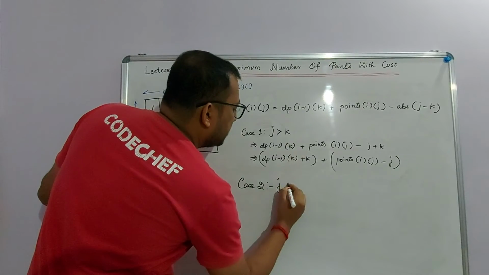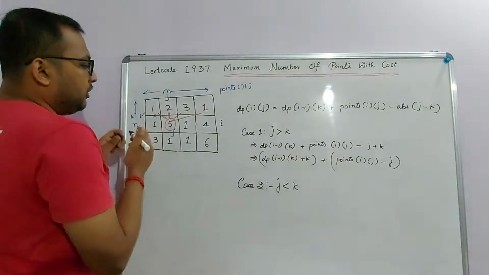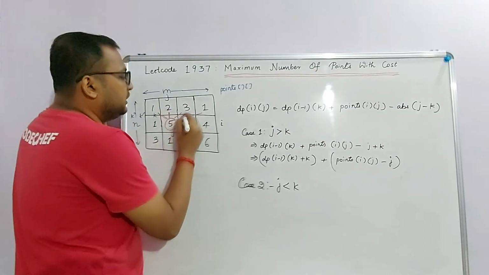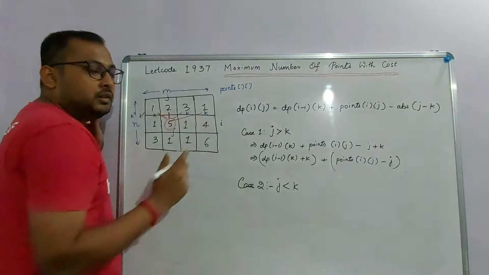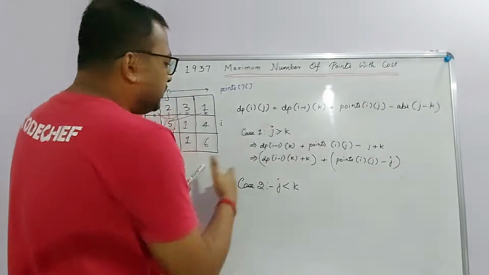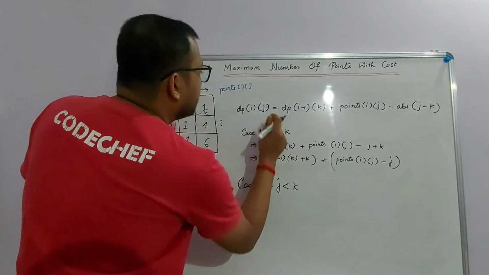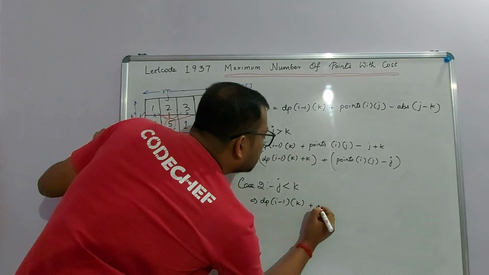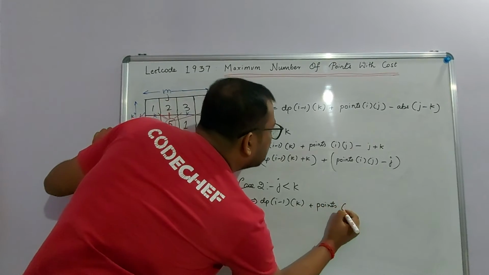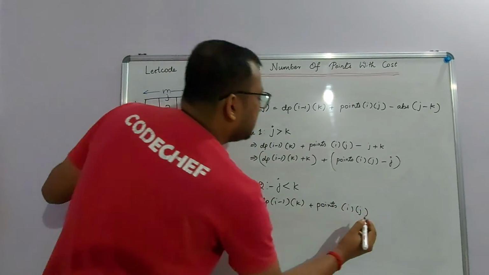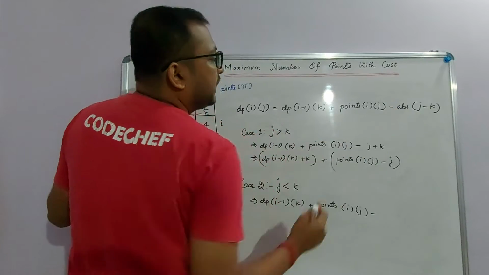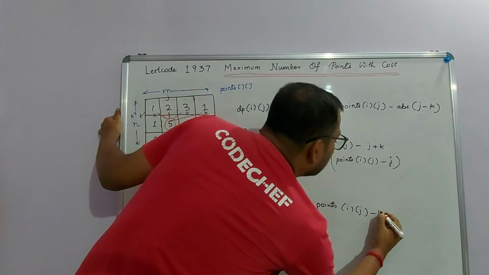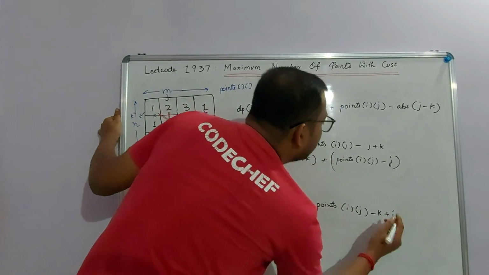Here let's say j is less than k. That means all the values that are right of it. That means if this is j, what all values of k are possible? All the right possible values. So what does this equation turn out to? The equation becomes dp of i minus 1 k plus points of i j minus, and this will be negative now because j is less than k, so we will have k minus j. So minus k plus j. I have removed the brackets.